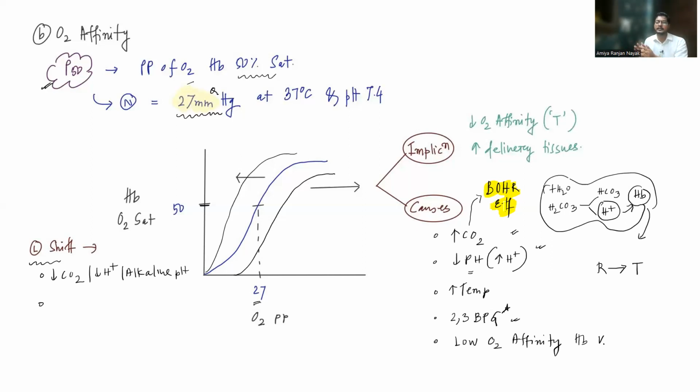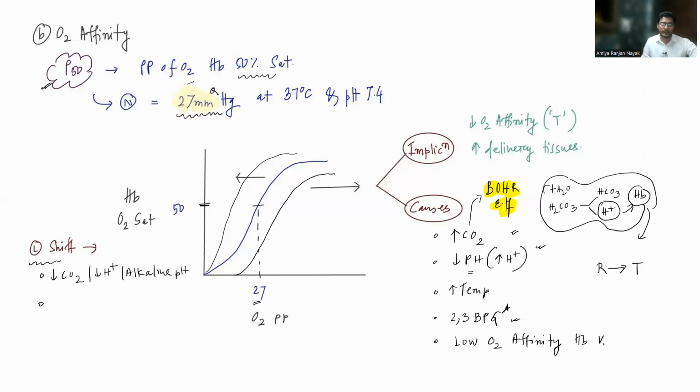The Bohr effect says increased carbon dioxide will reduce the oxygen affinity of hemoglobin, and the Haldane effect is that increased oxygen concentration will reduce the affinity of carbon dioxide for the hemoglobins. Okay, so that is the Haldane effect.